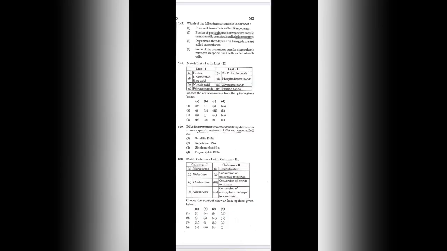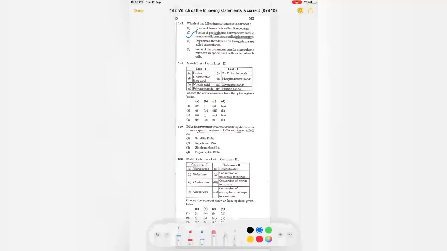Question number 147. Which of the following statements is correct? Fusion of 2 cells is called karyogamy. Remember, fusion of 2 cells is not karyogamy. Karyogamy is a fusion of 2 nuclei. Option 2: fusion of protoplasm between 2 motile or non-motile gametes is called plasmogamy. Remember, fusion of protoplasm is called plasmogamy. That is the correct answer. So the correct answer is option 2.